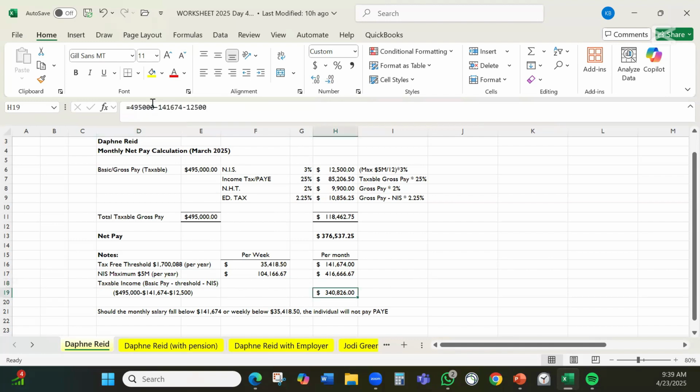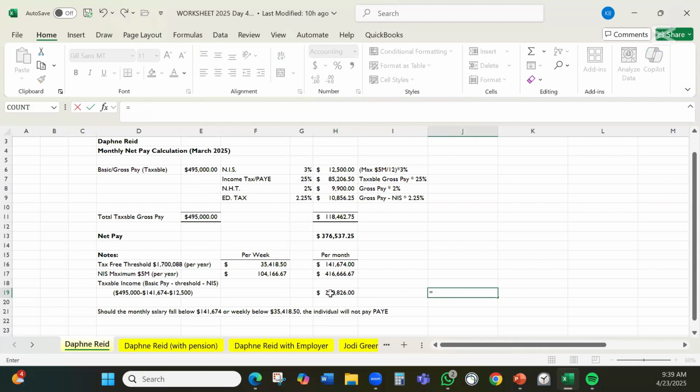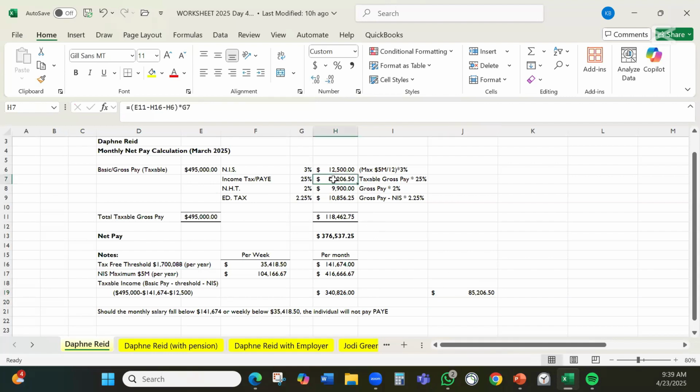See there, the 495, you take out the 141,674, and you take out the NIS, which you would have calculated here. And this now becomes 348,26, your taxable income, and it is on this that you are going to pay the 25%. Right? So if you look here, this is what I calculated, and I multiply it by 0.25, I get the 85,206, which is up here, right?